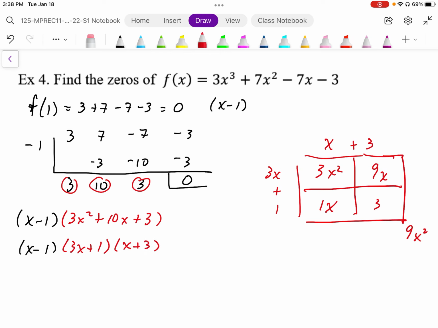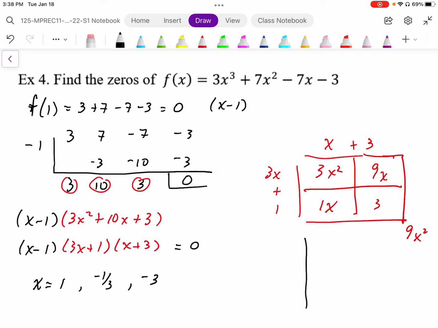Now, since I'm solving for zeros, I want to know where this is equal to 0. Once I make it equal to 0, I can solve this. The x's that make this equal to 0 are what make the brackets equal to 0. So x equals 1, x equals -1/3, and x equals -3. So the zeros are going to be at 1, -1/3, -3.